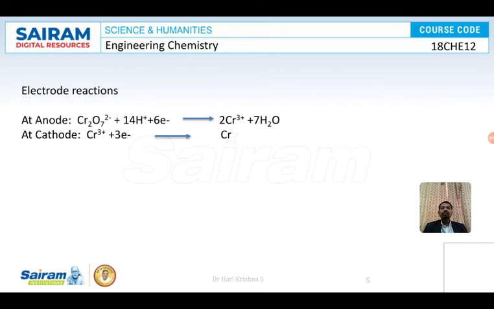So at the anode, when you pass the current, what will happen? The anodic reaction: chromic acid contains chromium 6+, which undergoes oxidation to give Cr3+. At the cathode, these Cr3+ ions move towards the base metal and undergo reduction to give Cr. This Cr gets deposited on the surface of the base metal.